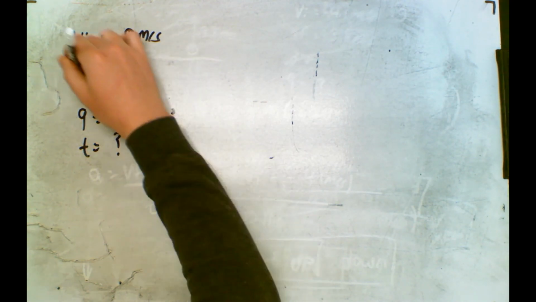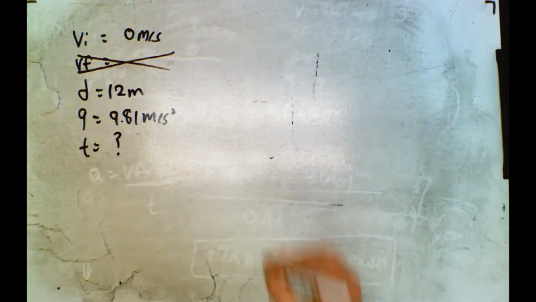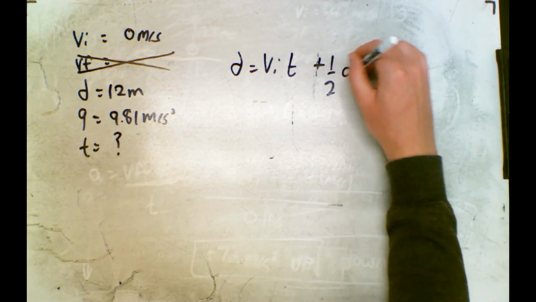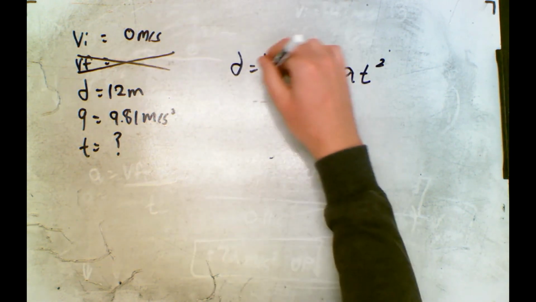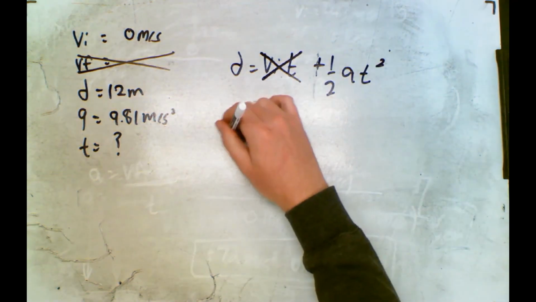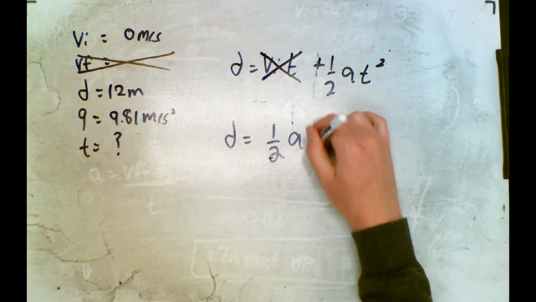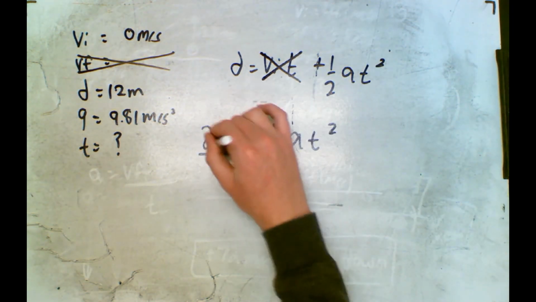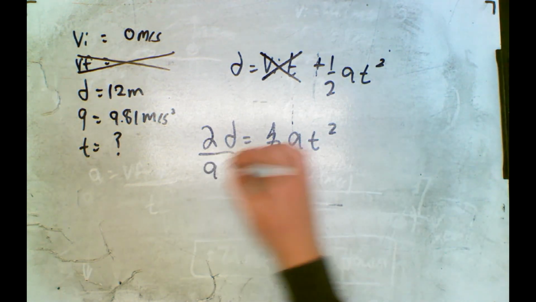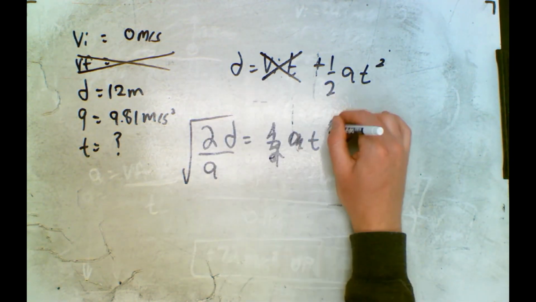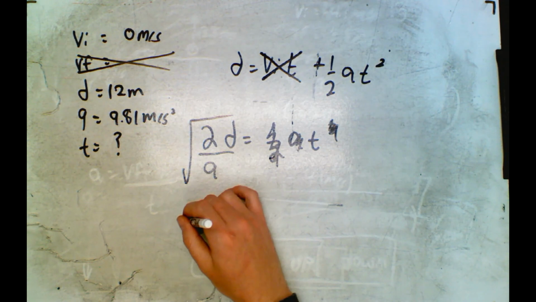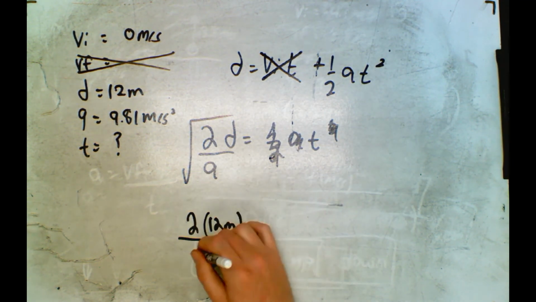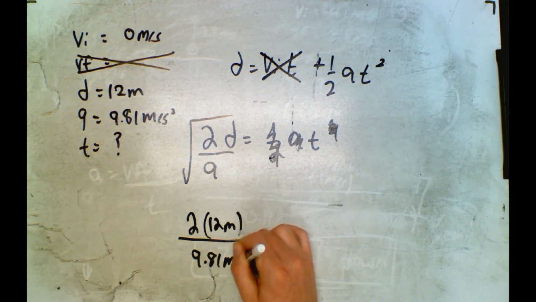We want to find the time, so we don't have final velocity. So the only formula without final velocity is this one right here. And because our initial velocity is 0, get rid of that. So we have d equals 1/2 at squared. So we want to find time, so we have to rearrange it. So I move 2 up top, I move a down below, and square root both sides to get rid of that. So it just ends up being 2 times 12 meters divided by 9.81 meters per second squared.